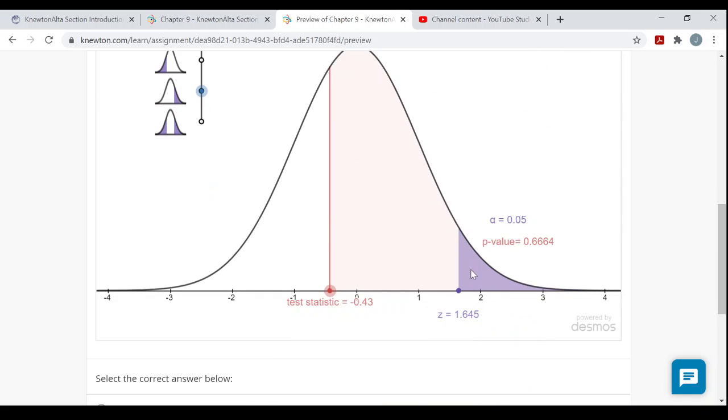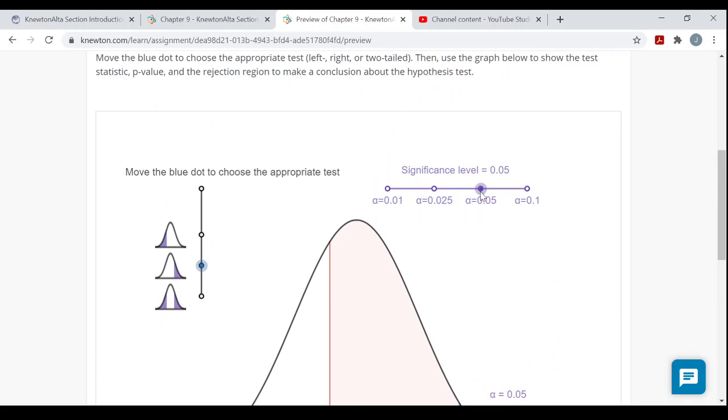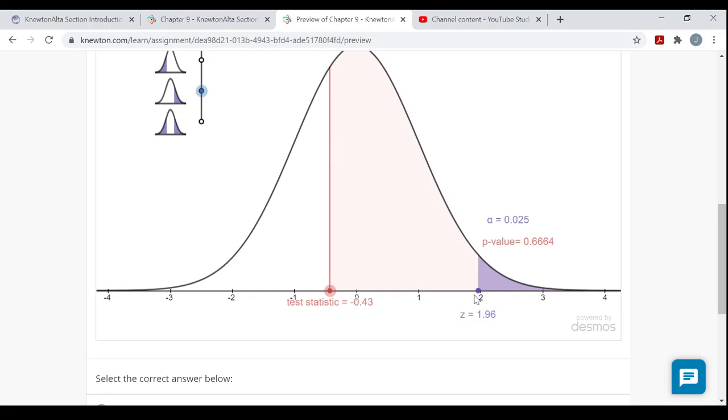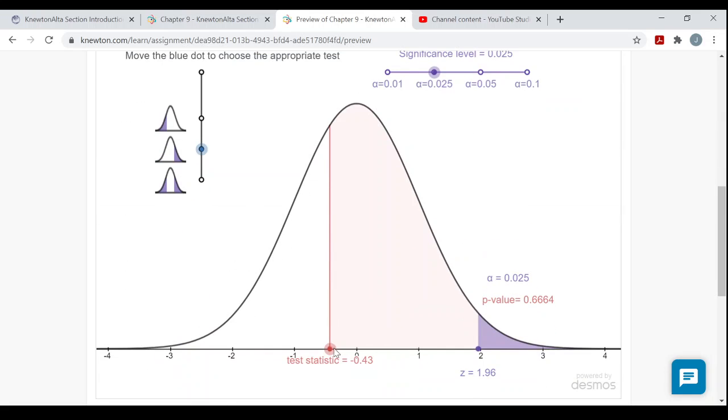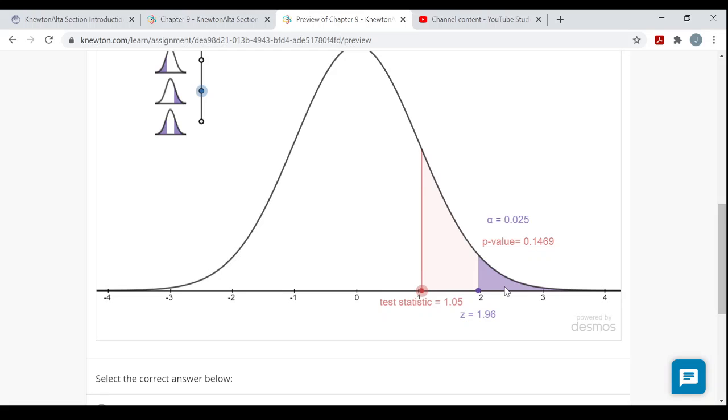So the rejection region, this purple region, is the rejection region. And they're saying alpha, the significance level, is 0.025, 2.5%. So they've moved this z-score down here to a place where the area to the right is 2.5%. That's the purple area. Now our test statistic for our particular sample was 1.05, so move this to 1.05. So the sample has definitely not entered the rejection region.